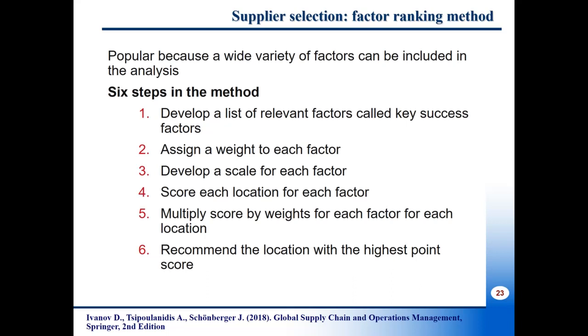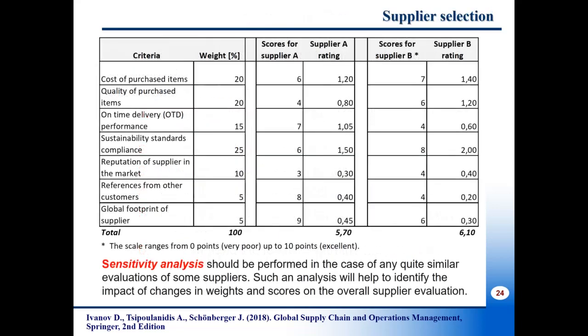Fourth, score each location for each factor. Fifth, multiply score by weights for each factor for each location. And sixth, recommend the location with the highest point score. Now let's practice with the following example.